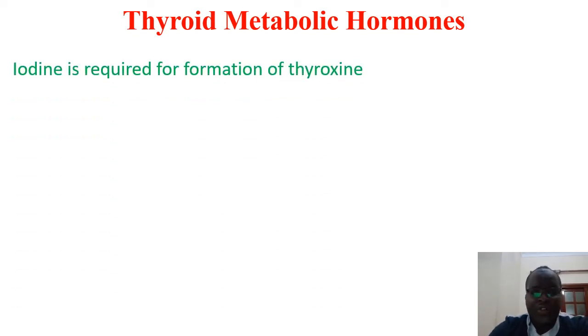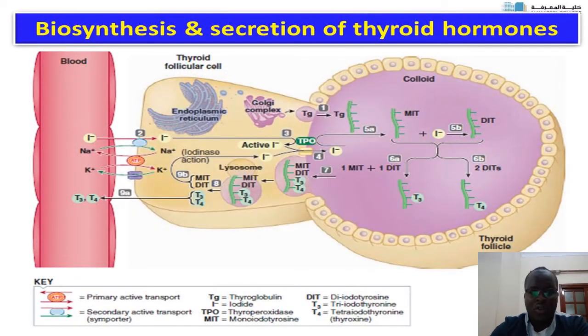Iodine is required for the formation of thyroxine, so the production of thyroid hormones. The biosynthesis of the thyroid hormone: how is it produced by the follicular cells within the thyroid gland? This is the information that you need so that you are able to understand and also apply the knowledge. For the production of thyroid hormones, you need iodine.